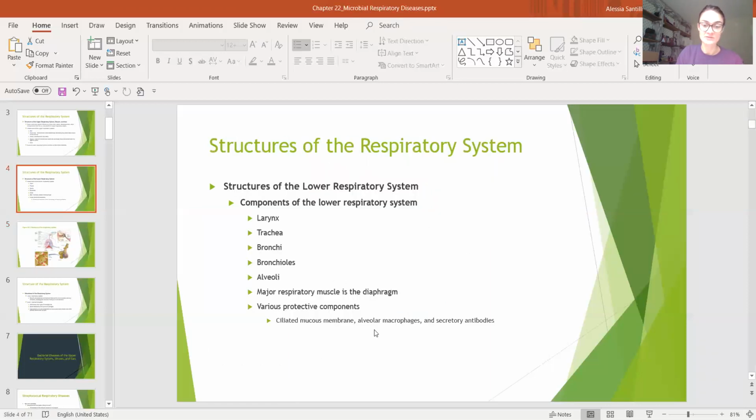We also have alveolar macrophages. Literally from the blood vessels that line your alveoli in your lungs, macrophages can leak into the alveoli, and they become alveolar macrophages. These macrophages will literally phagocytize the bad guys, the bad germs. And then of course we have secretory antibodies. In fact, these secretory antibodies can even be secreted from things like tears and everything.